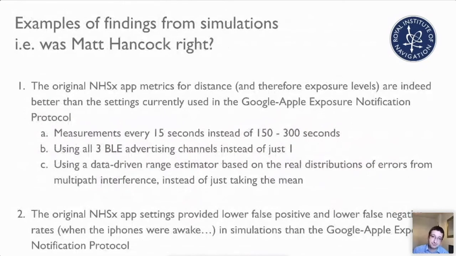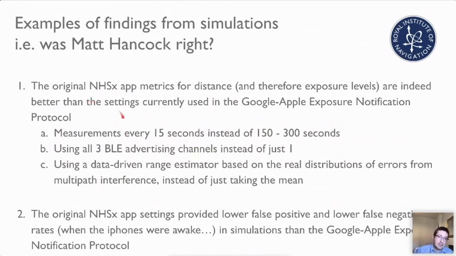The NHSX app made measurements every 15 seconds. The Google Apple Exposure Notification Protocol makes measurements at best every 150 seconds, at worst every 300 seconds. It seems to be a randomly drawn figure as to when it decides to make a measurement to see if there's another phone nearby. So obviously you've got a lot more data with the NHSX app approach. Certainly in dynamic scenarios, you're way less likely to miss an interaction if you're measuring every 15 seconds.